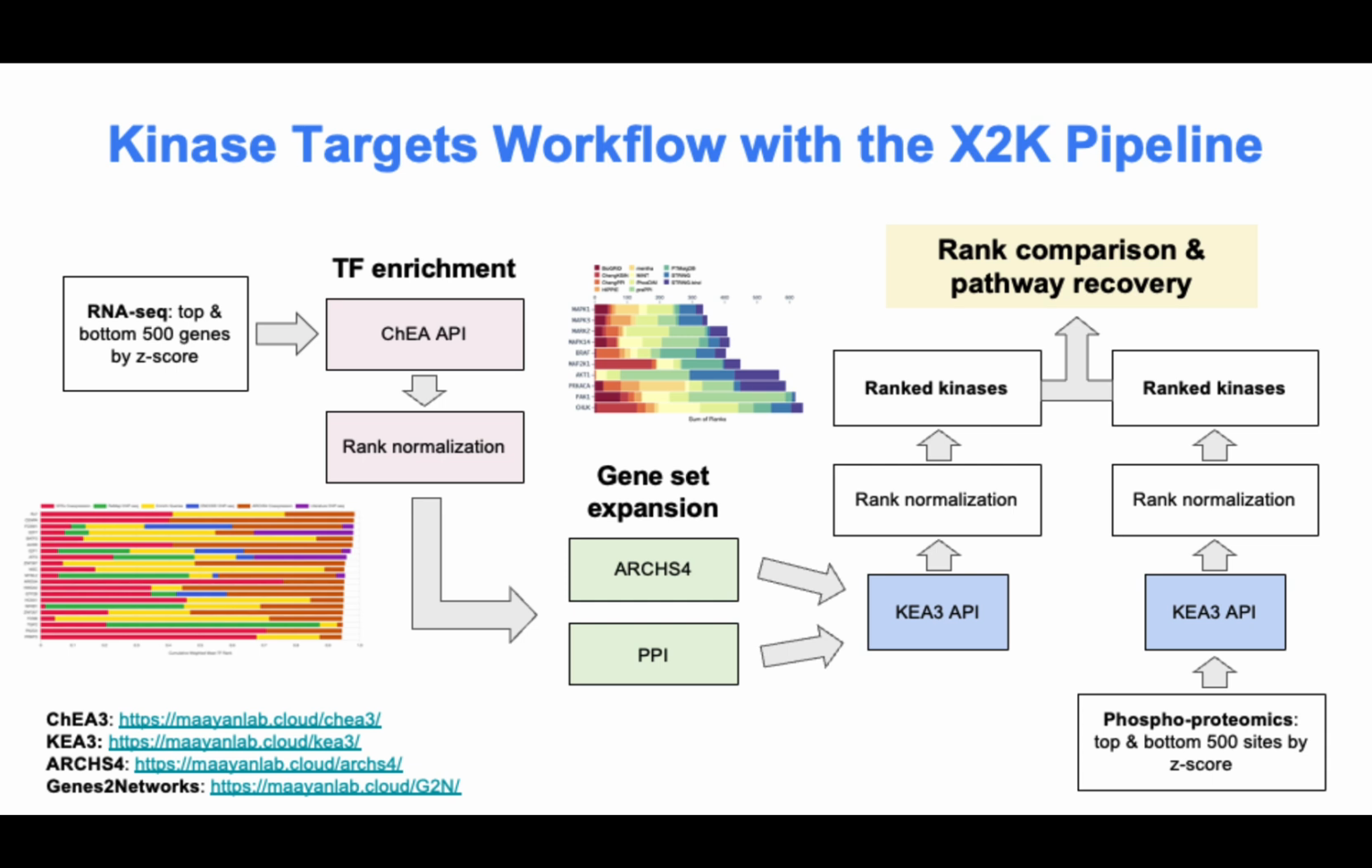So a few things different from what I was explaining before on the X2K is we're doing this per sample. So for each inputted sample, we're taking the top and bottom up and down regulated genes, enriching those with the ChEA3 API, and then doing some rank normalization to account for literature bias as well as the gene space. And then we tested several different gene set expansion methods for those intermediates, including ARCHS4 co-expression and protein-protein interactions through another integrated source called Genes2Networks that has many interactions from BioGRID and other sources. And then using those again with ChEA3 to enrich for kinases, performing that same type of rank normalization and getting that list of ranked kinases per sample, and then comparing those to what we got from the phosphoproteomics. So this is part of the analysis that we do in the Multiomics2Targets workflow, as well as in the paper itself.